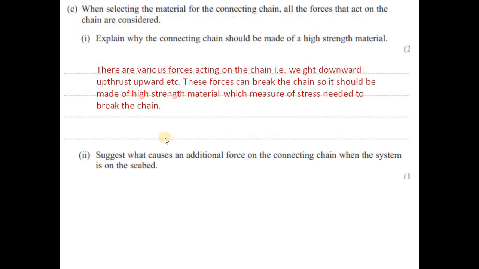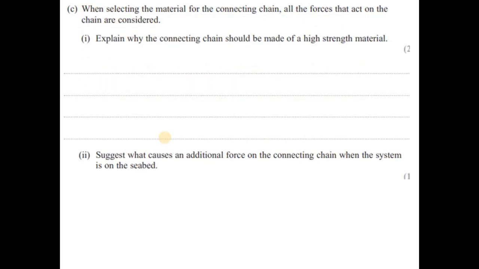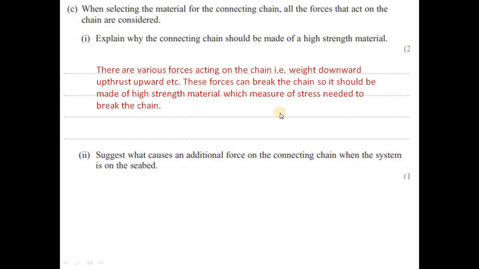C was when selecting the material for a connecting chain, all the forces that act on the chain are considered. Explain why the connecting chain should be made of a high strength material. Clearly, because the chain is experiencing many types of forces. Weight is pulling the chain down, and upthrust is pulling the chain up. So the chain should be made of a high strength material in order not to break due to these forces.